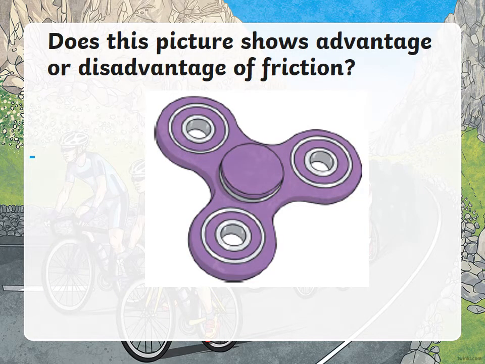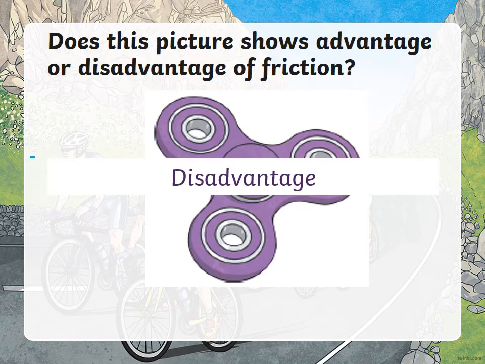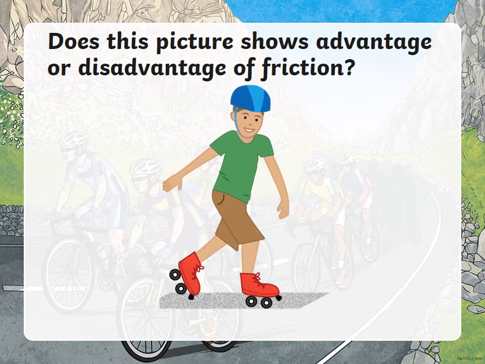Does this picture show advantage or disadvantage of friction? Look at the friction. Would friction be an advantage or disadvantage? Yes, it will be a disadvantage because if it gets wet and the parts cannot move, it becomes rust. It's a disadvantage.